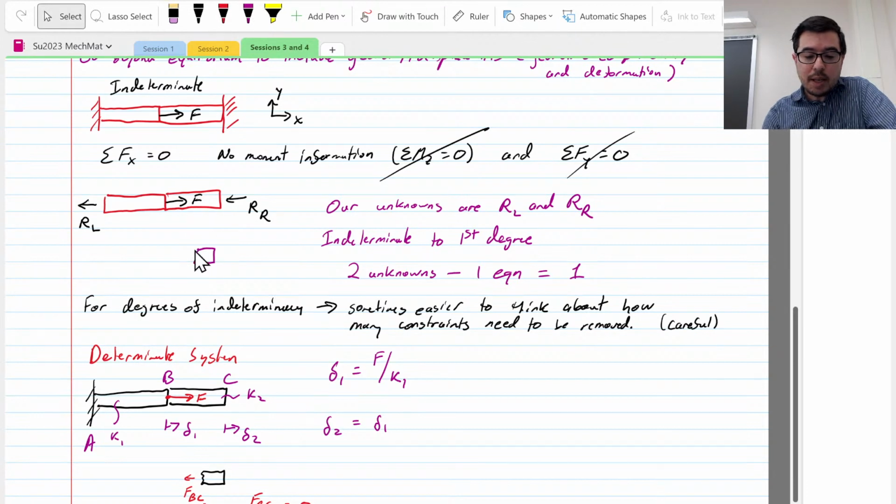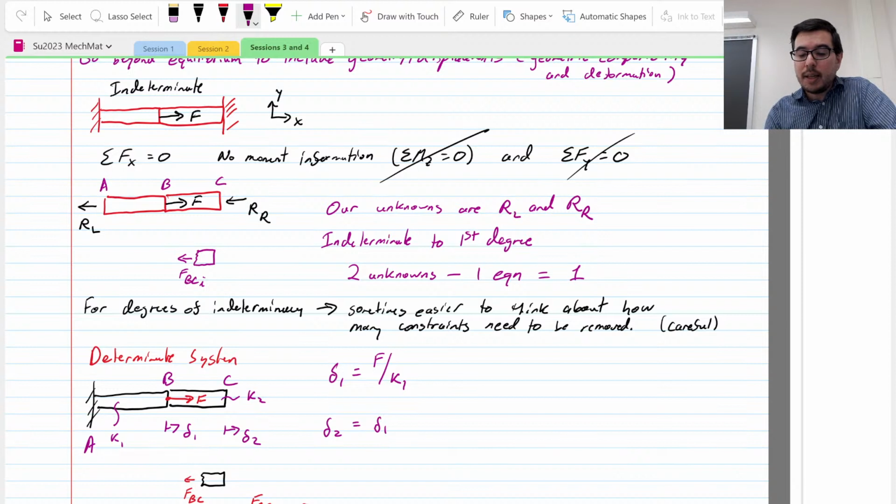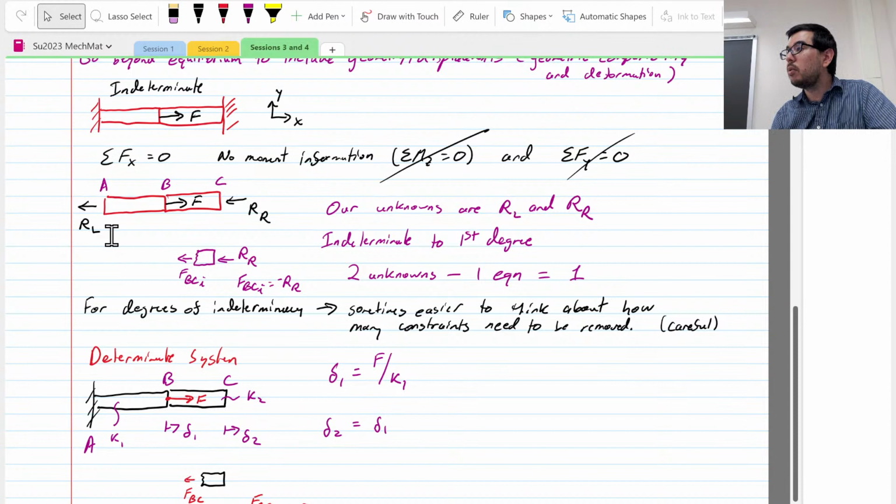If I take this cut here, and this is C, this is B, this is A, right? If I'm looking at this F_BC, we'll call it I, this internal force is not equal to F. It's equal to minus R_R. F_BC internal here is equal to minus R_R. And the internal force here is not equal to F. It's equal to R_L.